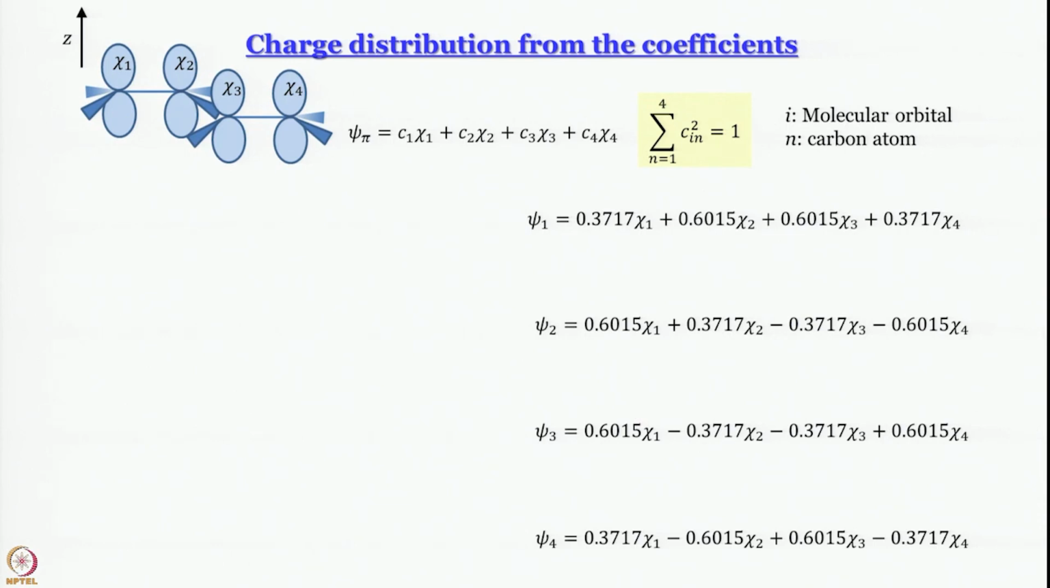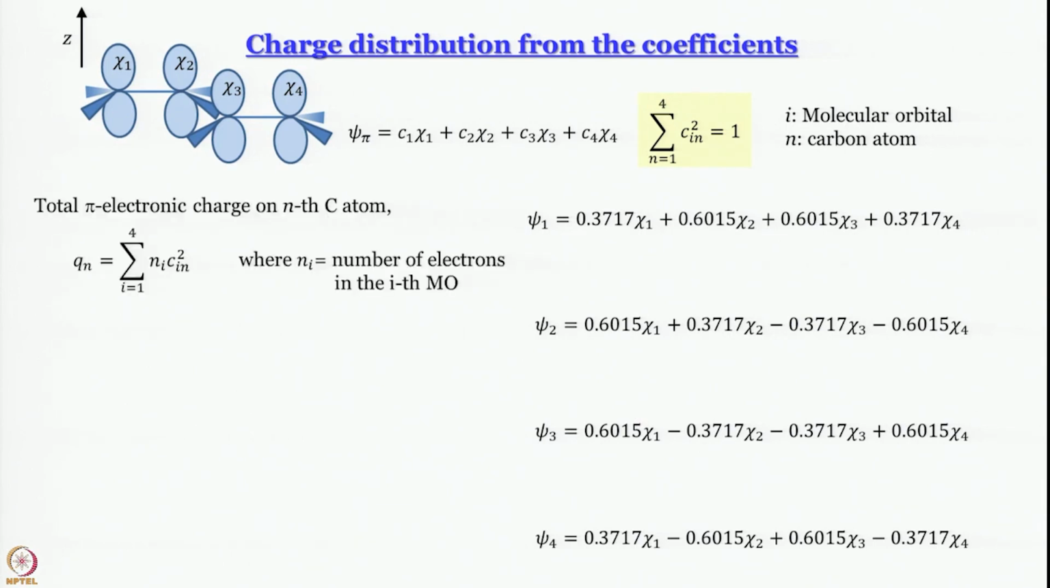Great. So, what does that have to do with charge distribution? Well, the total pi electronic charge on the nth carbon atom, Qn, is equal to the sum over i equal to 1 to 4 of Ni Cin square. Now, what did I just say? Let us see. Ni is the number of electrons in the ith MO. What is the number of electrons in Psi1? 2. In Psi2? 2. In Psi3 and Psi4? 0. So, this Ni is 2 for Psi1, 2 for Psi2, 0 for Psi3, 0 for Psi4.